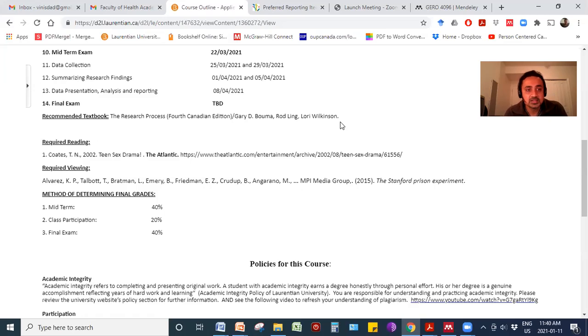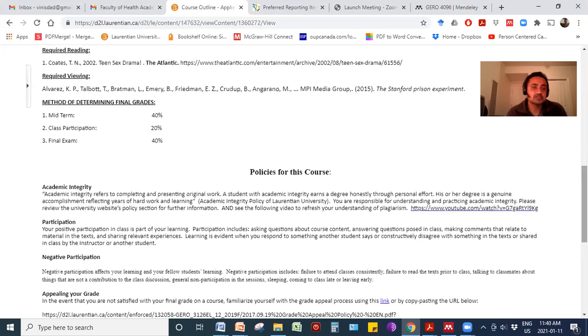I don't need more. So that's the method of determining final grades. There will be a midterm exam for 40%. There will be a class participation mark of 20%, and there's a final exam of 40%. Both the midterm and the final exam will be multiple choice, and we will use the D2L Respondus lockdown browser to be able to complete those exams. Any students with accommodation requirements, those letters need to come to me from Accessibility Services, and you will be accommodated as is recommended on your letter.